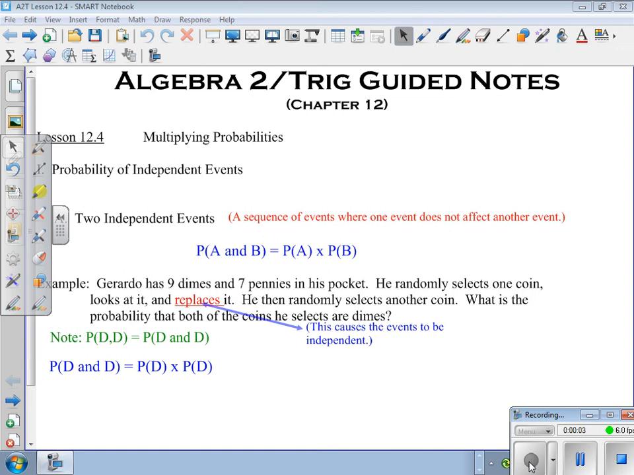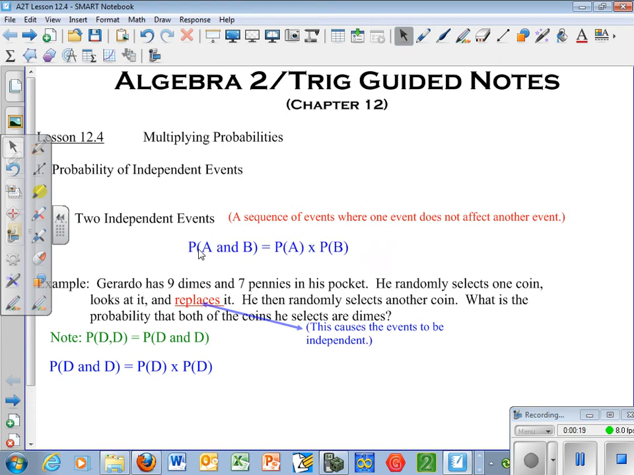In lesson 12.4 here, we're going to look at finding probabilities of multiple events, independent and also dependent. Multiple events meaning you're doing more than one event. And basically the rule says you multiply the two probabilities together. Independent, again, is a sequence of events where one event does not affect the other. They're really independent of each other. The outcome of the first has no effect on the outcome of the second.